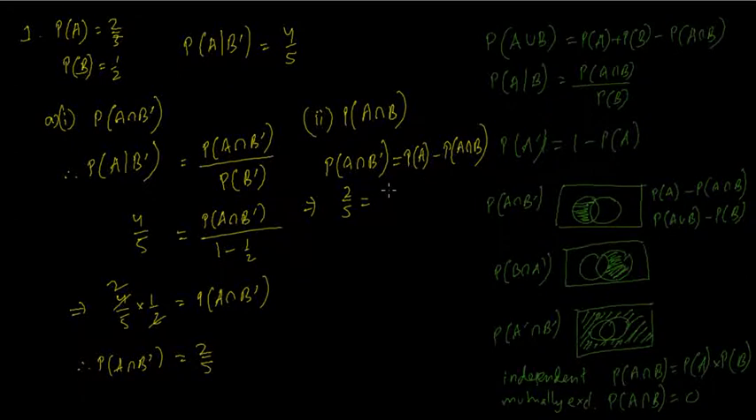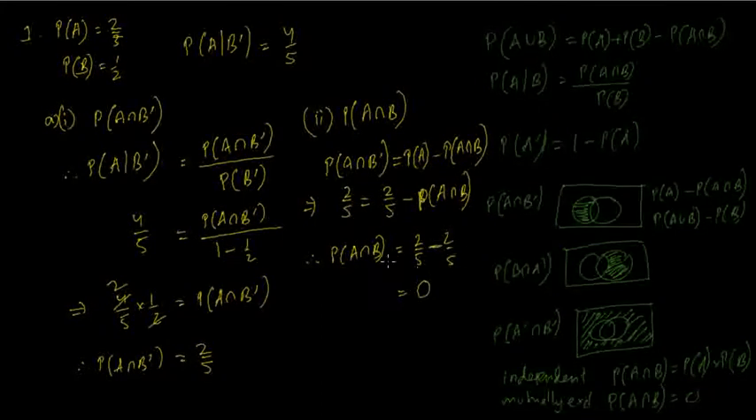So we know A intersection B prime is 2 by 5, equals to, we know probability of A is also 2 by 5, minus, we have to find the probability of A intersection B. So therefore probability of A intersection B, taking this to this side, equals 2 by 5 minus 2 by 5, and it's going to be 0. So that means A intersection B is going to be 0. In other words, it is mutually exclusive.